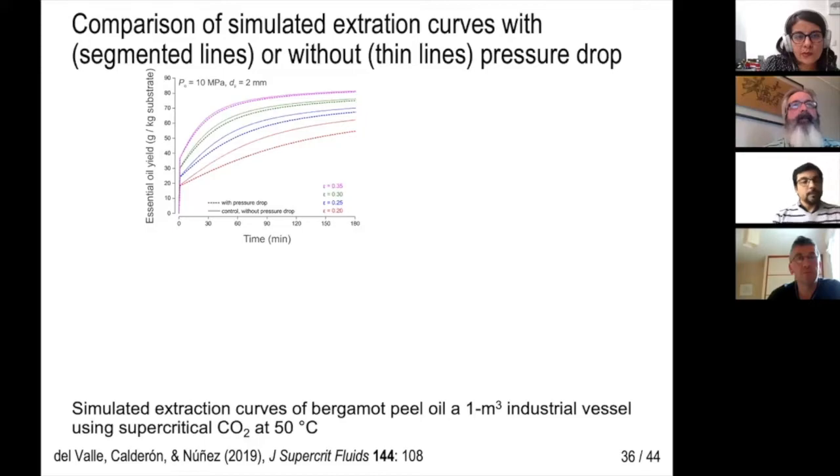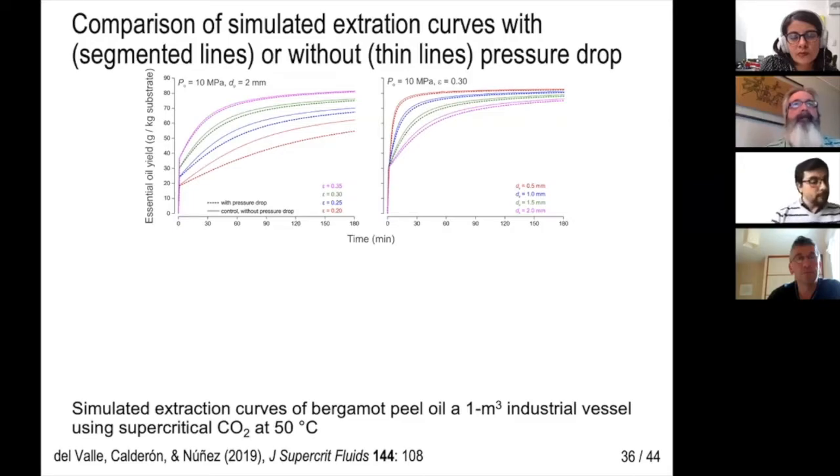We compared simulated extraction curves with pressure drop, thick segmented lines, with control curves without pressure drop, thin continuous lines. In a tall industrial extraction vessel, 1 cubic meter in capacity and 3.6 meters in height, we observed the negative effect of a decrease in bed porosity from 0.4 to 0.2 on reducing extraction rate and accentuating the impact of the pressure drop.